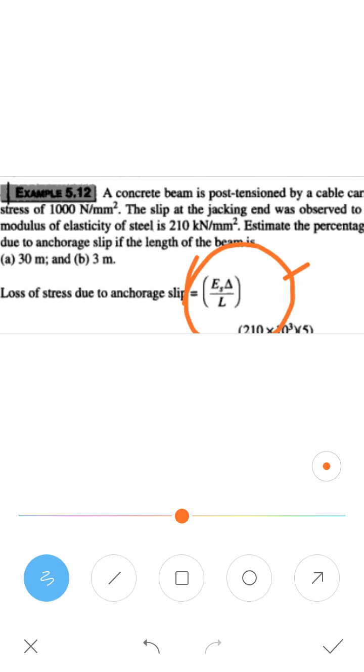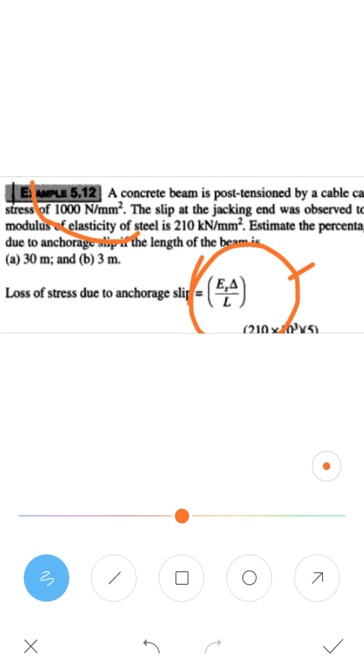That stress and the initial stress which we have been given, 1000, you take the difference and find out the loss, the percentage of the loss in the anchorage slip. One you have to find for 30 meter, another for 3 meter. Don't forget, you have to find it for both 3 meter and 30 meter. So that is only the introduction about this problem.